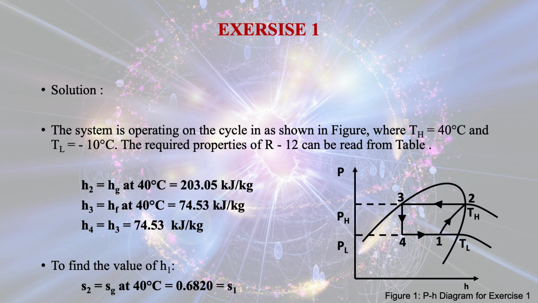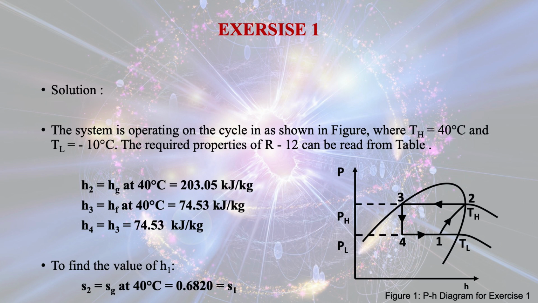H3 again is the point which is on the saturated liquid line corresponding to the temperature of 40 degrees centigrade, that also you can get from the table. H3 for this case is equal to 74.53 kilojoule per kg. Now H3 is equal to H4. Once you know the value of H3, that is equal to the value of H4. For this case, H3 is equal to H4 is equal to 74.53 kilojoule per kg.